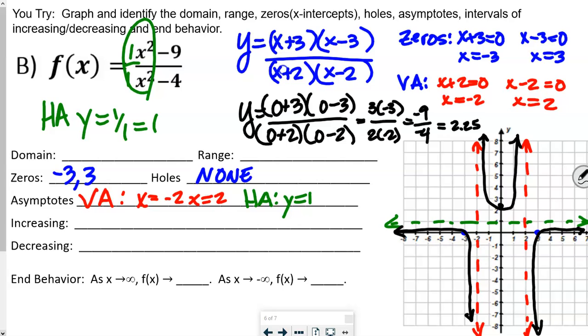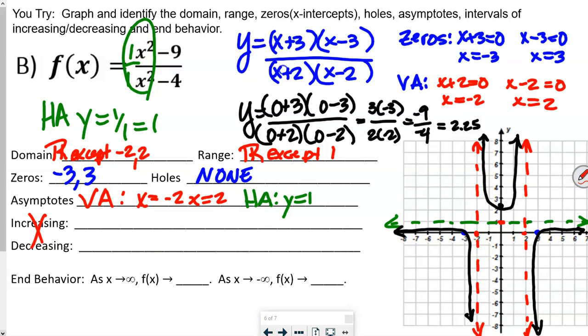So now let's talk about our domain. So we got all real numbers. That's what this symbol means. All real numbers except what? So look right here. Right there and right there. That's where we're crossing, right? So that's going to be -2 and 2. When we're talking about our range, it's going to be all real numbers except what? This time it's just right there, right? So that's going to be except 1.